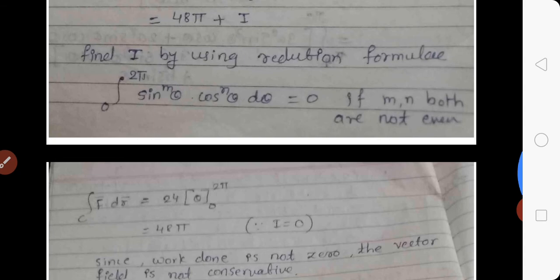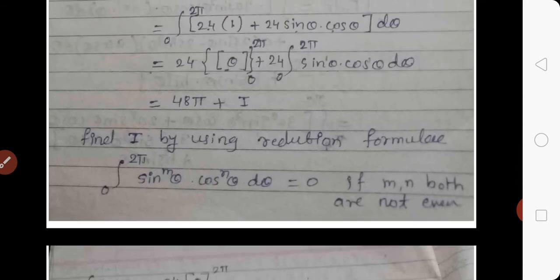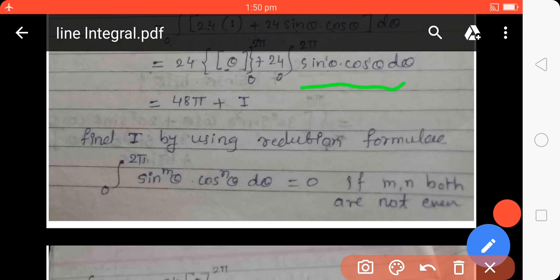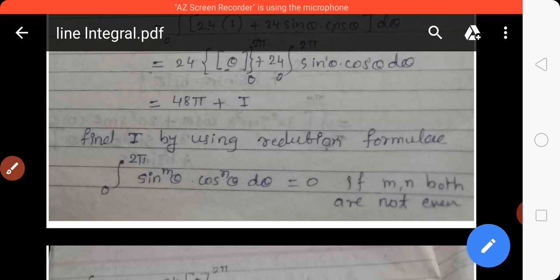If we take sin 2 theta, the integration of sin 2 theta is minus cos 2 theta divided by 2. Put the limits from 0 to 2 pi. Then the value of cos 2 pi is 1 and the value of cos 0 is also 1. Upper limit minus lower limit gives the value of the integration as 0. Therefore I equals 0. Therefore the value of the integration of f bar dot dr bar over c is equal to 48 pi.